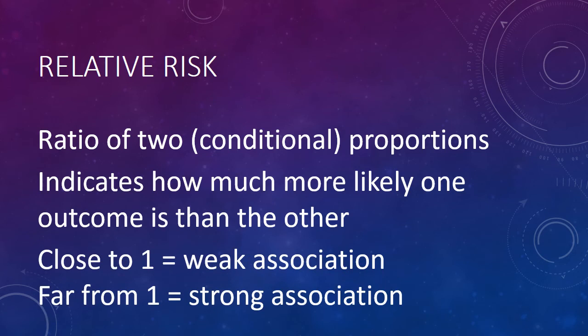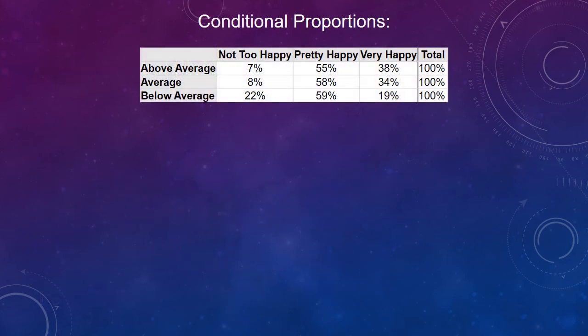So to determine the strength of an association, we compare the probability of being very happy when you're above average income with the probability of being very happy when you're below average income. We can do this with something called the relative risk. The relative risk is the ratio of two conditional proportions, and it indicates how much more likely one outcome is than another.